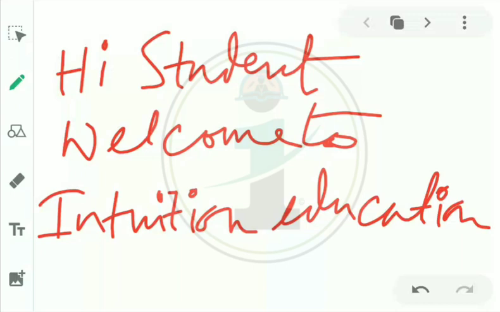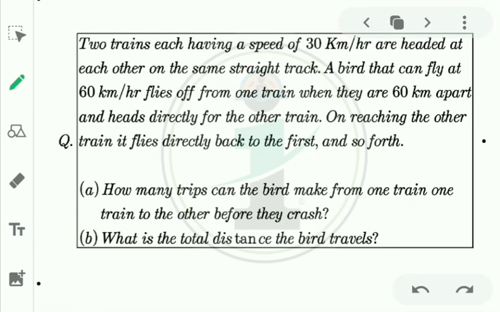Today I'm gonna talk about a very typical problem in physics which belongs to the kinematics part, and the problem is this. Two trains, each having a speed of 30 km per hour, are headed at each other on the same straight track. A bird that can fly at 60 km per hour flies off from one train when they are 60 km apart and heads directly for the other train. On reaching the other train, it flies directly back to the first, and so forth.